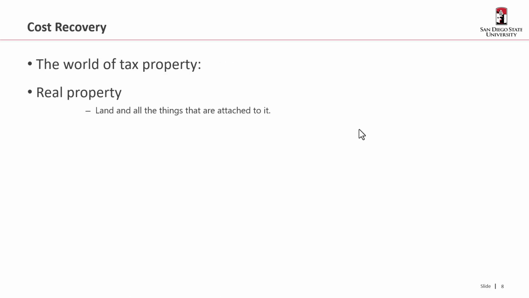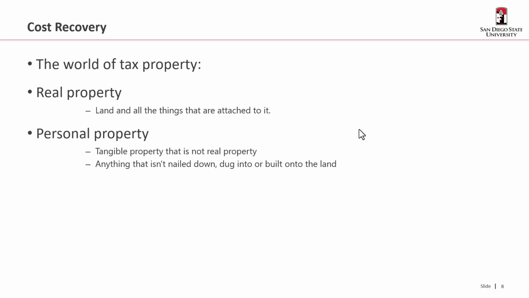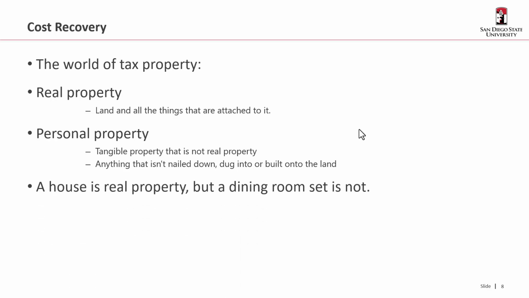All right. So just to be clear, in the world of property from a tax perspective, when it comes to tangible property, which is things you can touch, we've got real property, which is land and all the things that are attached to it, and we've got personal property. Now, personal property isn't personal use property. Personal property is tangible property that isn't real property. So this generally is kind of anything that isn't nailed down, dug into, or built onto the land. So a house is real property. But a dining room set is not real property.